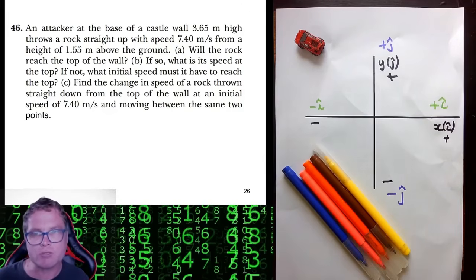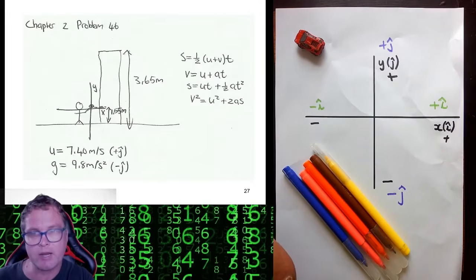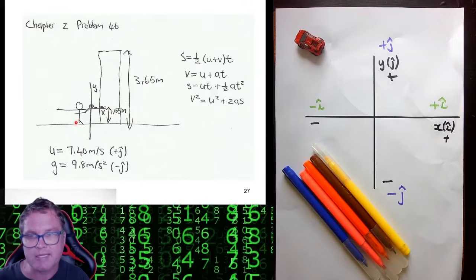The first step we need to do is to look at the problem quickly and see if everything's in SI units. We have meters, meters per second, meters. Fine, that looks good. Secondly, let's make a rough sketch of the situation. They say that an attacker is at the base of a castle. He's at the bottom of a castle wall. They say that the wall is 3.65 meters high.